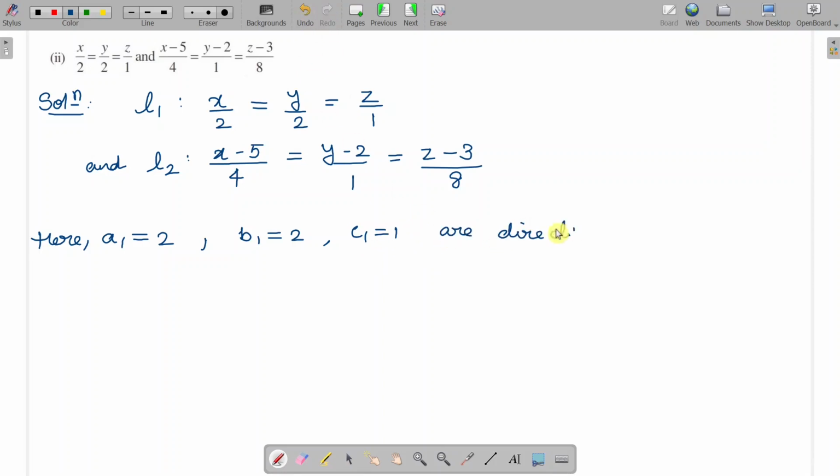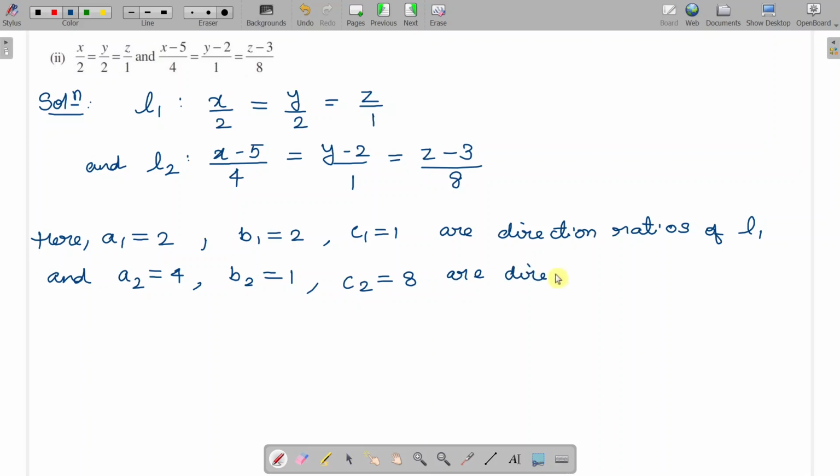Are direction ratios of L1, right, and A2 equal to 4, B2 equal to 1 and C2 equal to 8 are direction ratios of line 2, that is L2, right. So now we can find the angle between the lines L1 and L2.